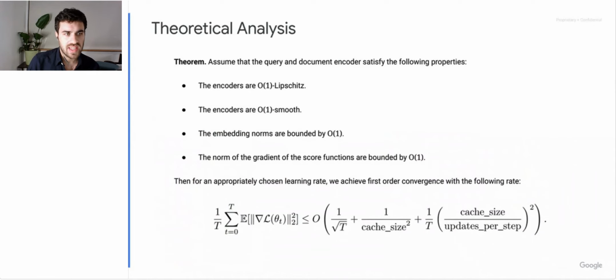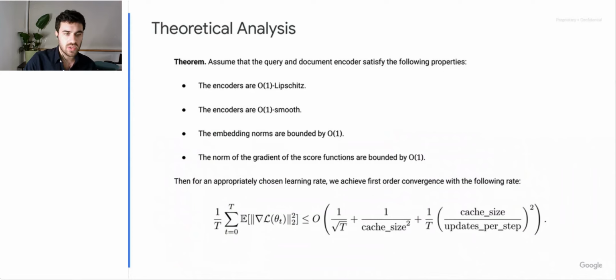So we're able to theoretically analyze our training procedure. We have the following convergence result. Let's assume that the query and document encoder satisfy the following properties. We'll assume that both the encoders are order 1 Lipschitz. We'll assume that they're both order 1 smooth. We'll assume that the embedding norms outputted by the encoders are bounded by a constant, and we'll assume that the norms of the gradients of the score functions are bounded by a constant as well.